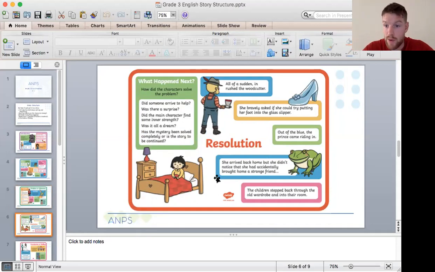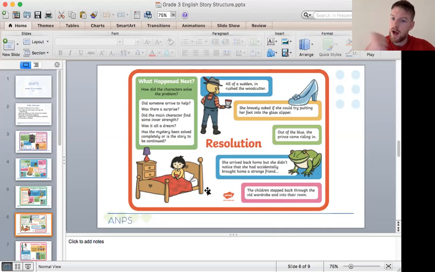So here are some examples of how we could resolve a problem. All of a sudden, in rushed the woodcutter. So that's the resolution to our problem in Little Red Riding Hood. She bravely asked if she could try putting her foot into the glass slipper. Cinderella. Out of the blue, the prince came riding in. She arrived back home, but she didn't notice that she had accidentally brought home a strange friend. The children stepped back through the old wardrobe and into their room.